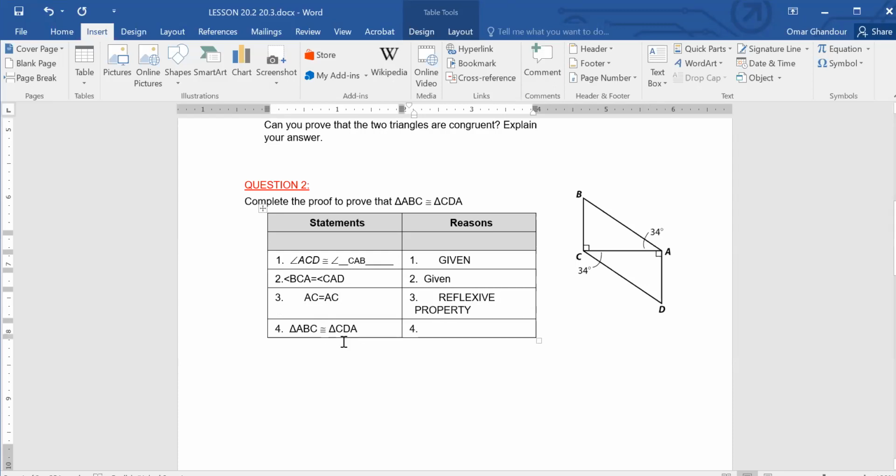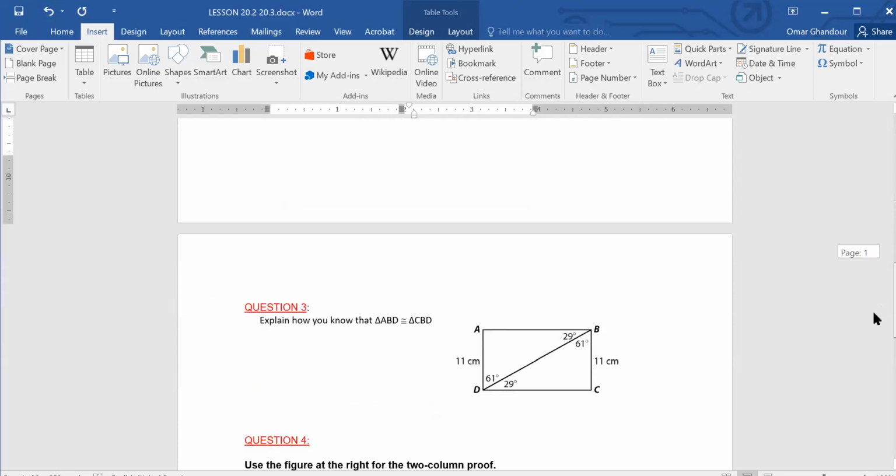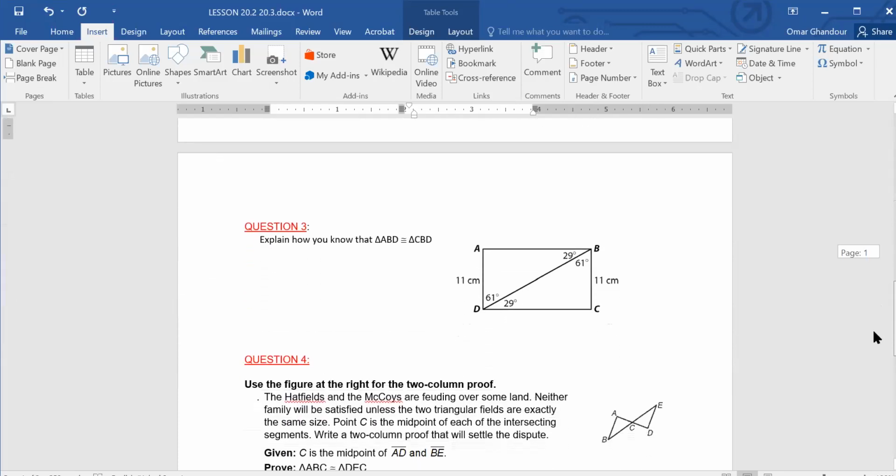Okay. So triangle ABC is congruent to triangle CDA using what? Which theorem? Using the ASA congruence theorem, or ASA theorem right away. Using ASA theorem. Very easy proof, right? Okay, very well. Let's go to the third question.